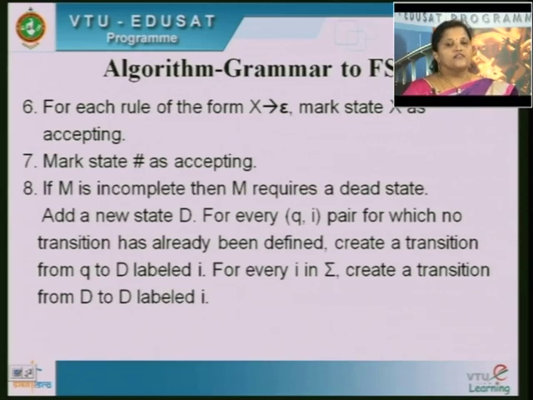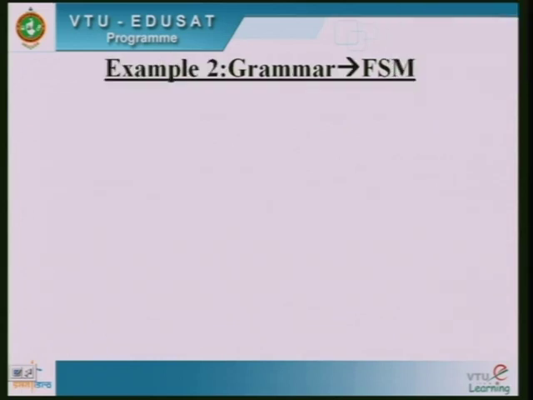And if you want to construct a DFSM, there will be some dead states. If M is incomplete, you can add a new state D and define the transitions: for every i in sigma, create a transition from D to D labeled i. This is in case you require a DFSM; otherwise, for a simple FSM, each rule you can convert into the FSM. So let us see how to construct an FSM from the grammar by taking an example.